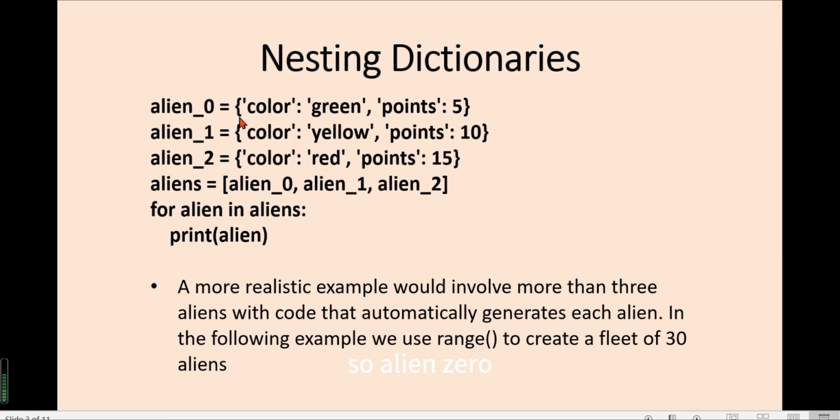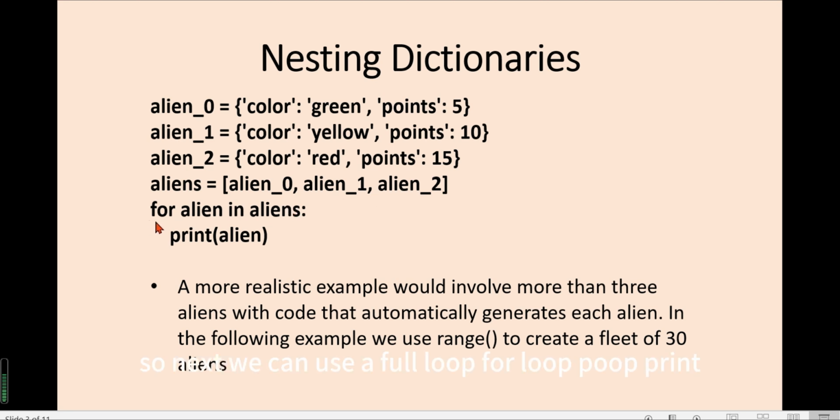So alien_0 has key-value pairs where the color is green and points is 5, and alien_1 has similar information, and alien_2 also has color and points stored in the dictionary. So we have 3 dictionaries, and next we create a list called aliens, plural, and bracket this list. Inside the list we put the 3 dictionaries.